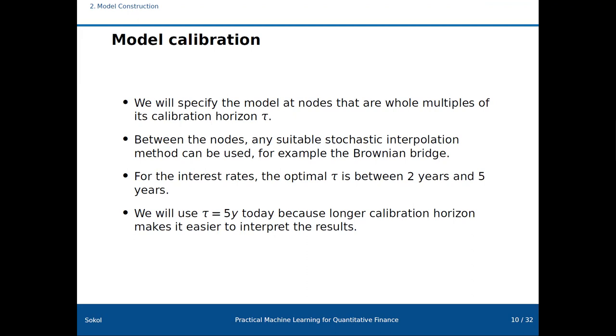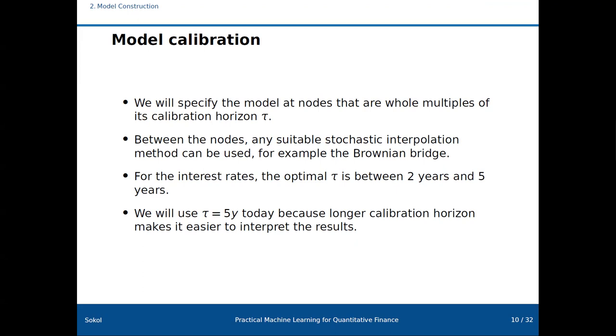Now, the model will be calibrated at nodes which are whole multiples of the calibration horizon. Between the nodes, any suitable stochastic interpolation method can be used, for example, Brownian bridge, right? So we're going to choose our horizon, for example, 2 years or 5 years. 2 years would be more suitable if you're looking at medium horizons. 5 years would be more suitable if you're looking at, let's say, a 30 or 50 year horizon, which is something you need to do for things like limits or insurance. Insurance, in fact, is even longer than 30 years when you're computing insurance reserves. So anything within this model horizon, you can interpolate.